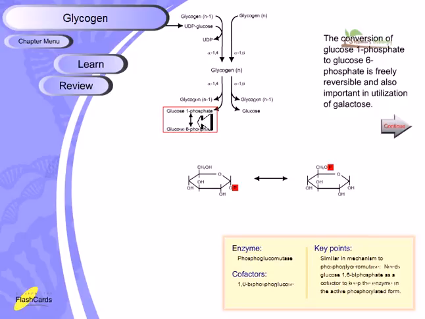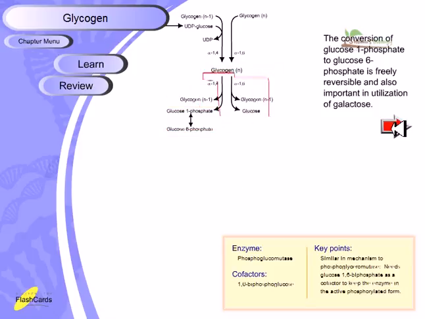1,6-bisphosphate is very important in this case. The key point about this reaction is that it is similar in mechanism to phosphoglucomutase, which needs glucose 1,6-bisphosphate as a cofactor to keep the enzyme in its active, phosphorylated form.